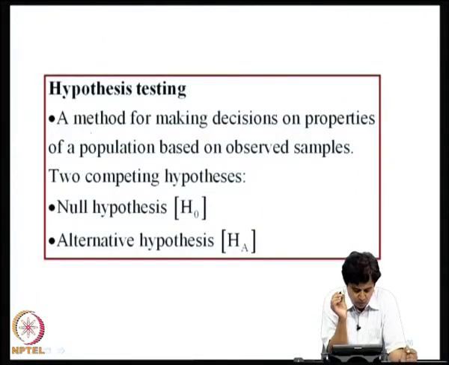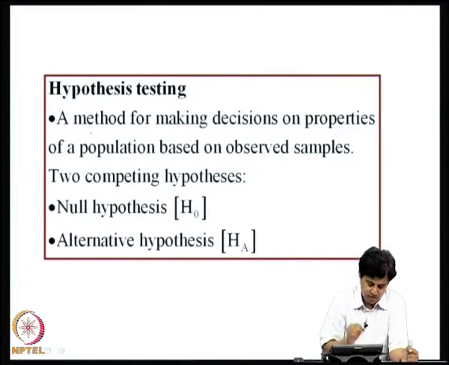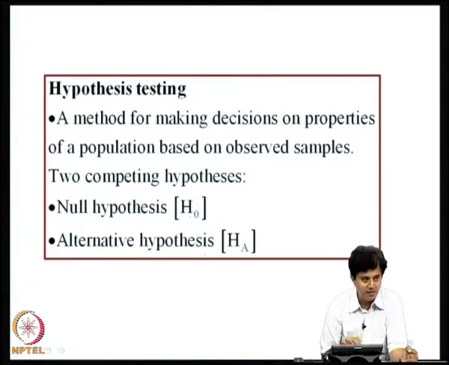Now I move on to the next topic, what is known as hypothesis testing. Hypothesis testing is a method for making decisions on properties of a population based on observed samples. Typically we postulate two competing hypotheses: what is known as the null hypothesis, denoted as H naught, and another one known as the alternative hypothesis, denoted by HA.